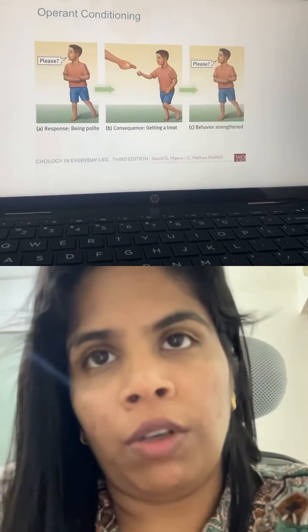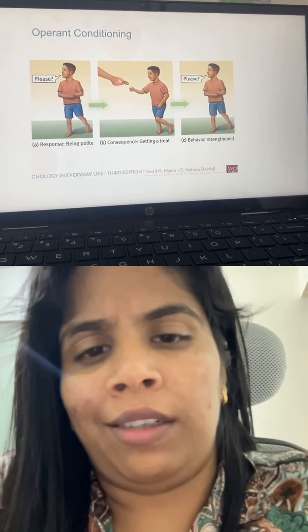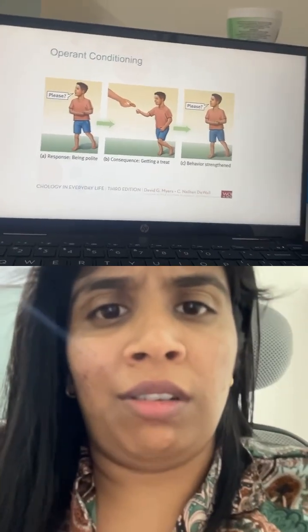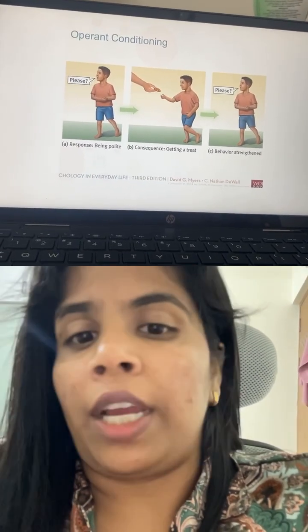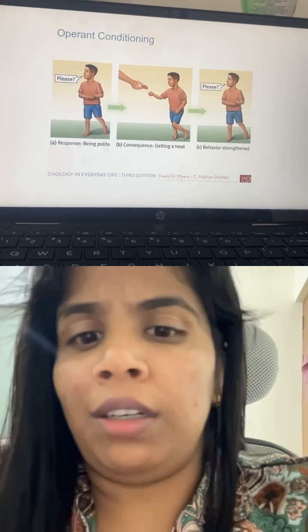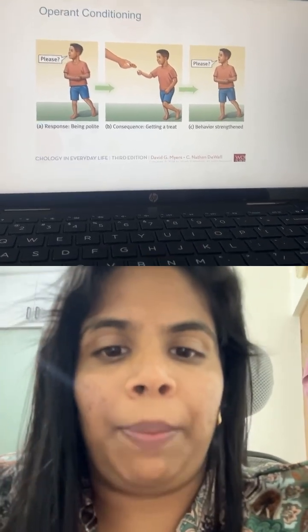So let's move forward. This is also the same example, that we teach the behavior to the individual, that you need to be polite so that you can get a treat. If your behavior doesn't improve, then you will get a punishment. This is a typical example.